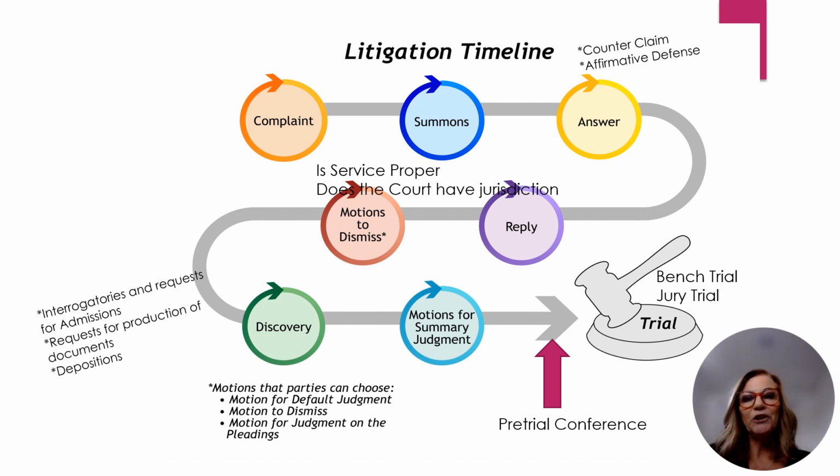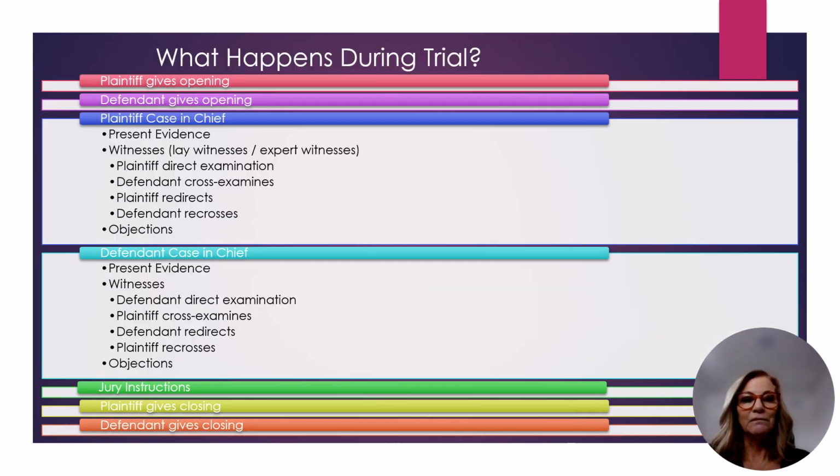So what happens during the trial? Well, after we have jury selection, the plaintiff gives an opening, the defendant gives an opening. Why does the plaintiff go first? Because they're the ones that brought the suit, brought the charges, and they have to present what they believe the evidence will show. And that's why the plaintiff goes first.